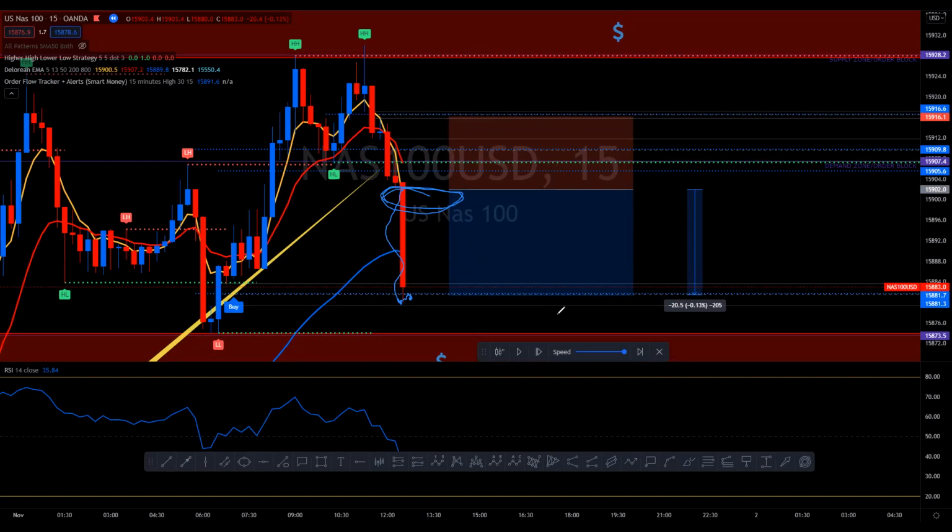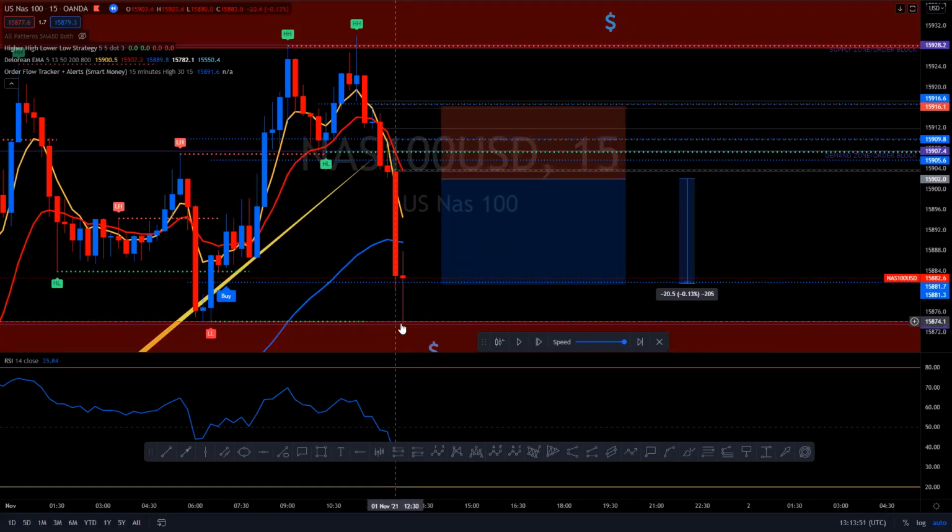Okay. Now, I believe after that, that's when price started dropping a little bit harder, and it actually hit even further down to this zone here. So it was a very good drop.